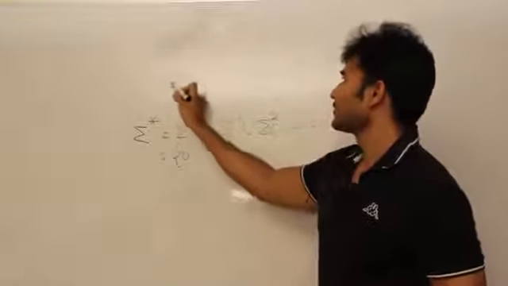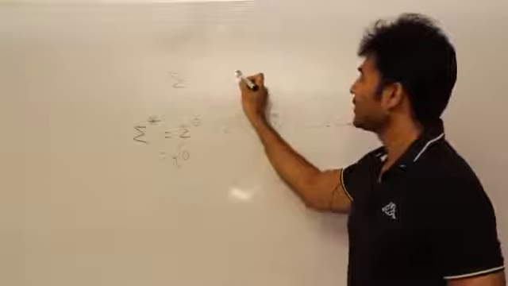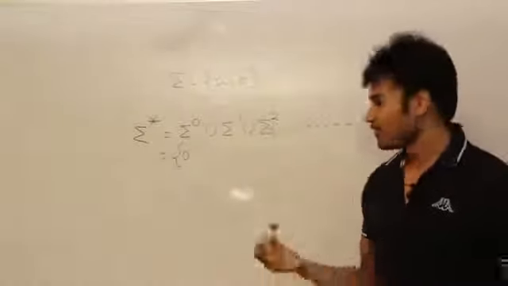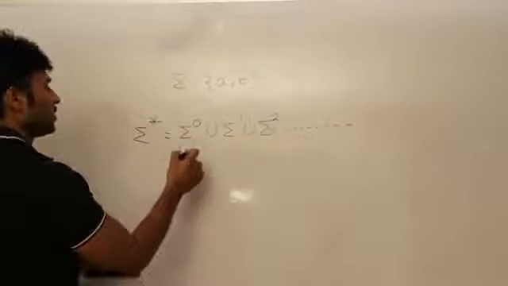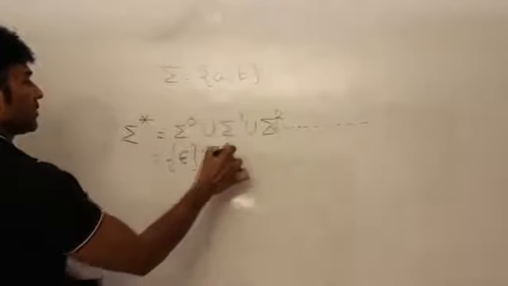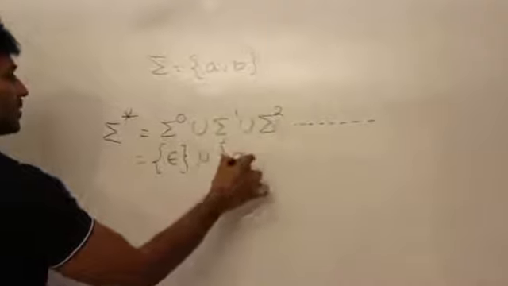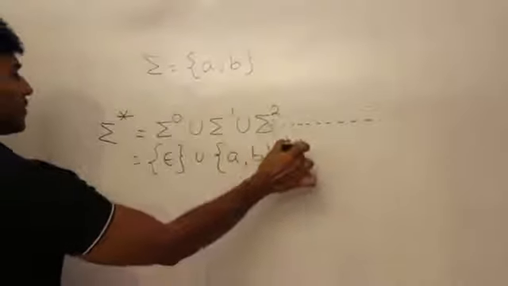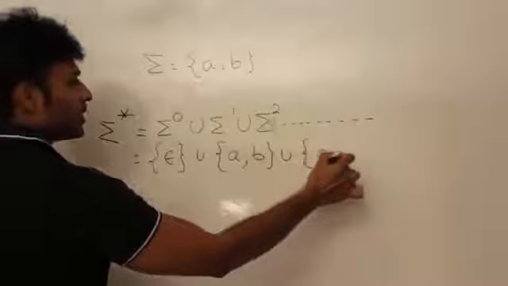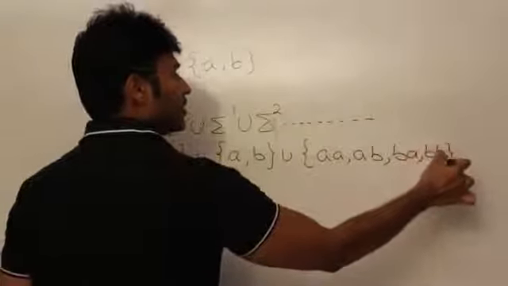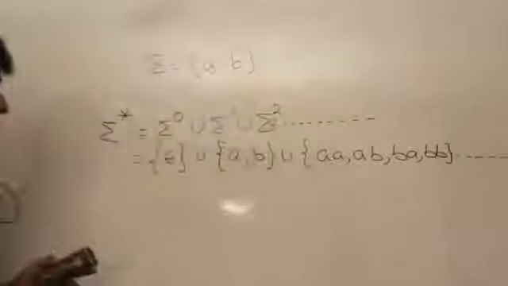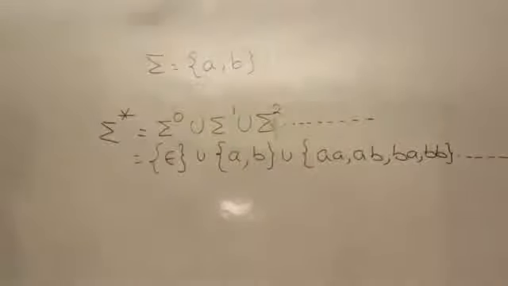Let us define sigma first. Sigma for this question is a comma b, and the sigma can change from question to question. Okay, so in this question, for sigma star, sigma power 0 is going to be epsilon union, sigma power 1 is going to be a comma b union, sigma power 2 is going to be aa, ab, ba, bb, and so on. Finite or infinite? Obviously it is infinite.